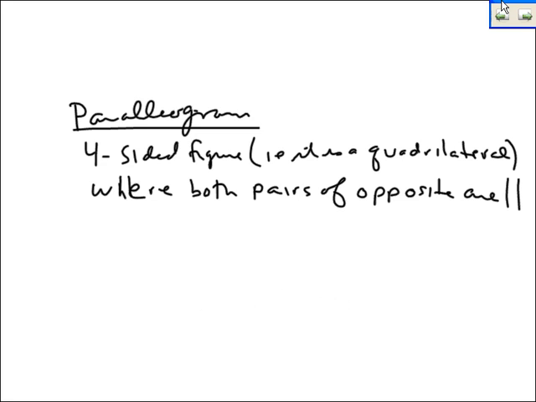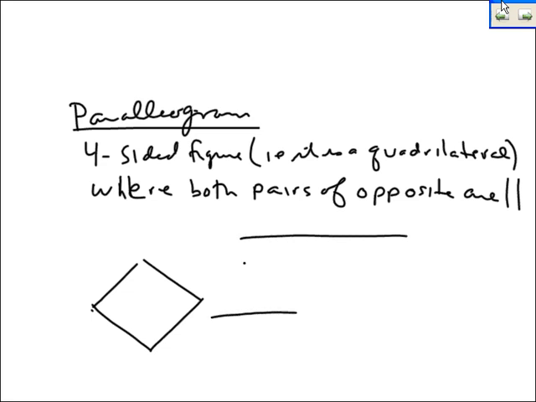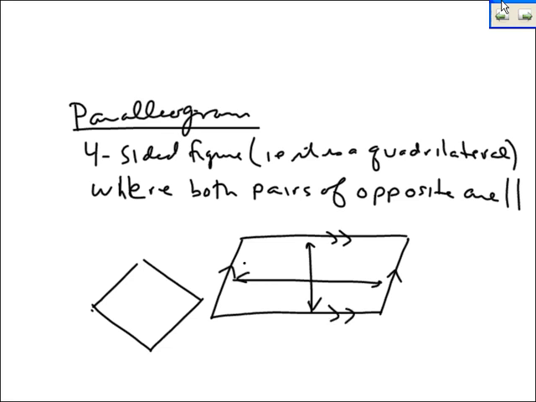So basically, if opposite sides are parallel, these two are parallel, and so are those. Okay, that's a parallelogram. These two are parallel, and so are these two. The opposite sides are parallel. And it's a four-sided figure. That's a parallelogram.